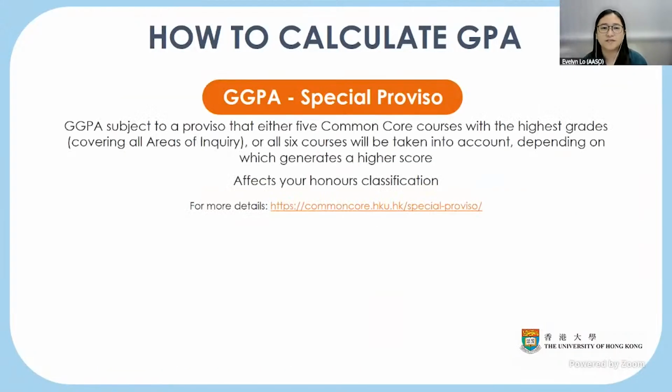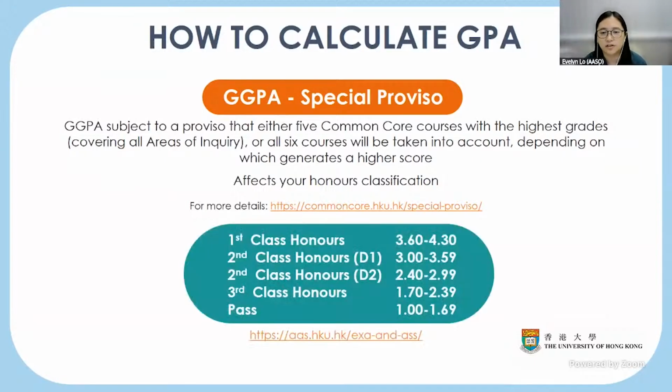Okay, and there's something called a graduation GPA and special proposal. So if you are doing 6 common core courses of letter grades, and if you get advanced standing, it doesn't relate to you. Okay, if you do 6 courses that are all letter grades, under some circumstances, you can calculate the best 5 out of the 6 courses for your graduation GPA, which will affect your honors classification, which looks like this. And if you would like to know more about it, check the links for that.